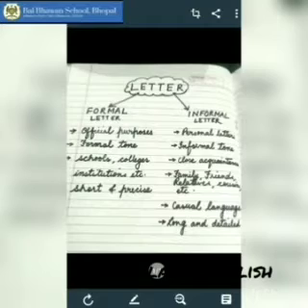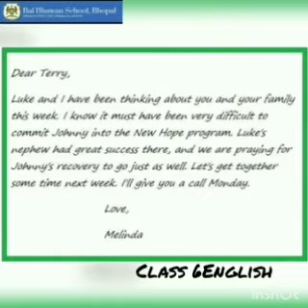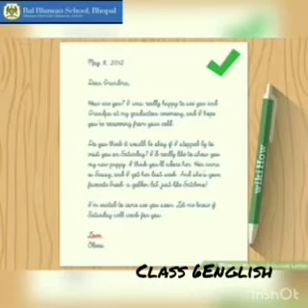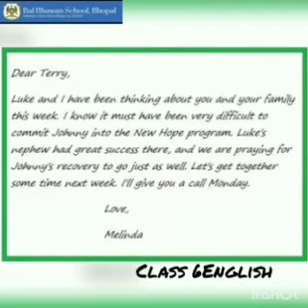Since they are written to close relations, the letters have an informal and personal tone. Casual language is used while writing informal letters. They are long and detailed. Informal letters are mainly used for personal communication, so they don't have to follow any specific pattern or format. They can be written as per the writer's wishes and the requirement of the situation.